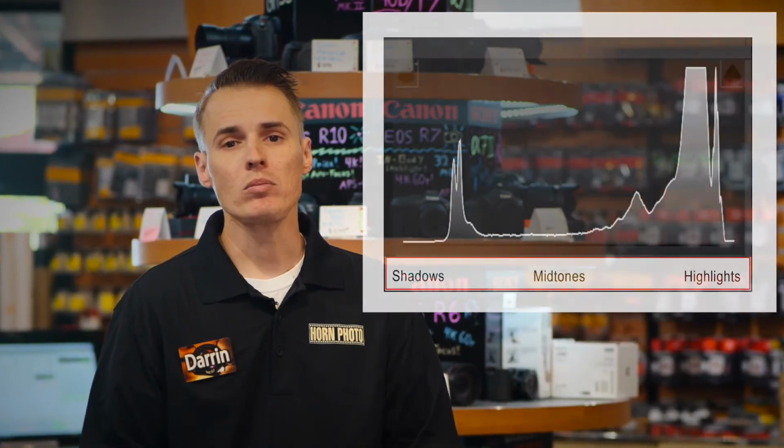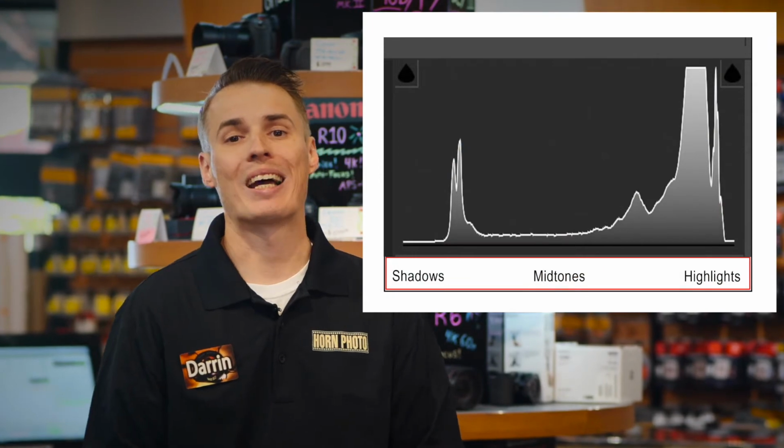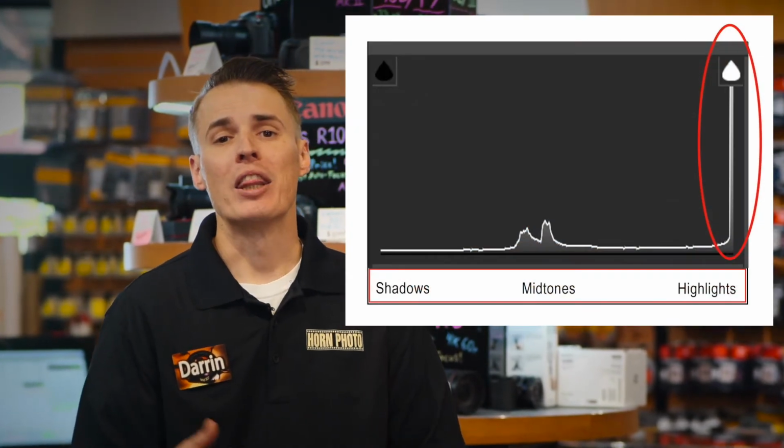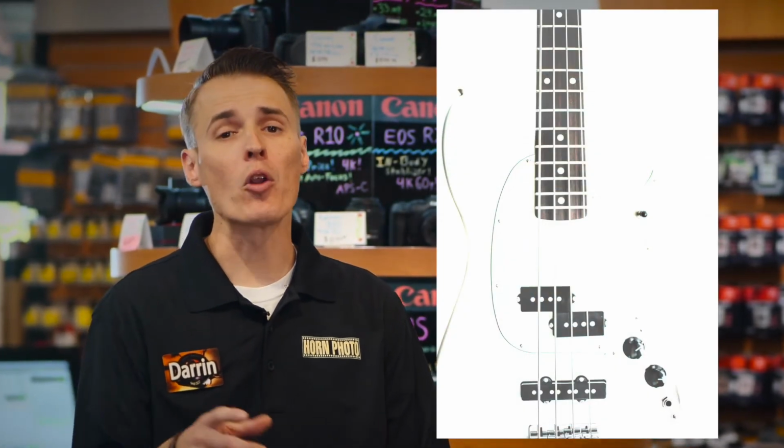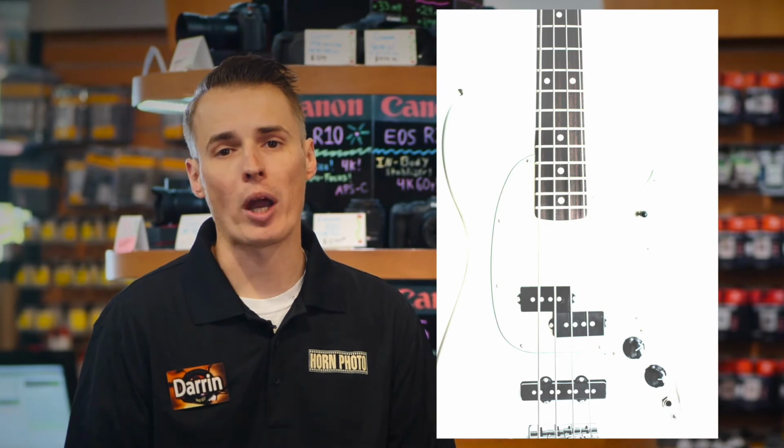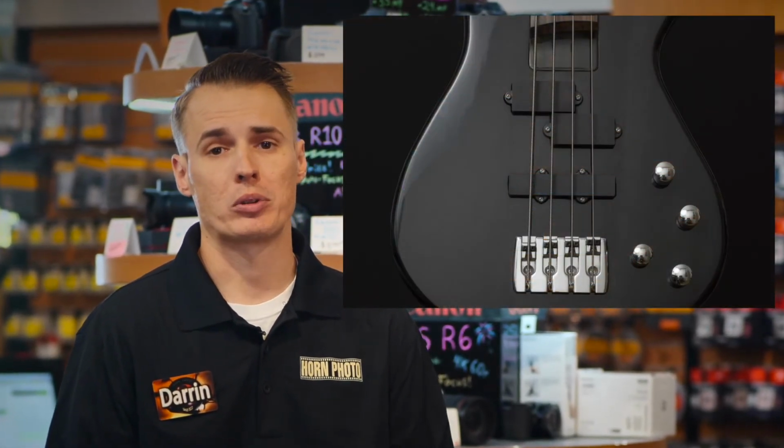Here's an image of a white guitar and the histogram. What if the histogram looked like this? This shows highlight clipping and would alert you that your picture will be blown out. In other words, you will have areas of white with no detail. The same holds true for shadows or your dark tones.